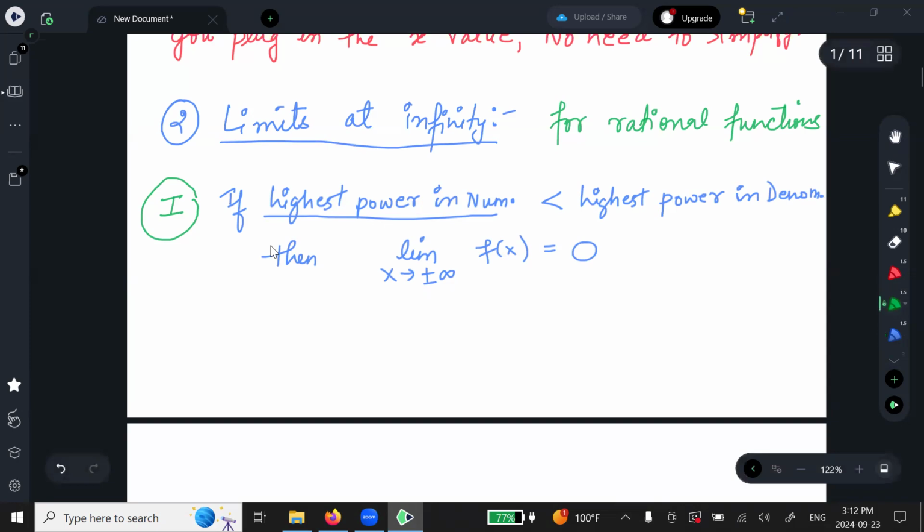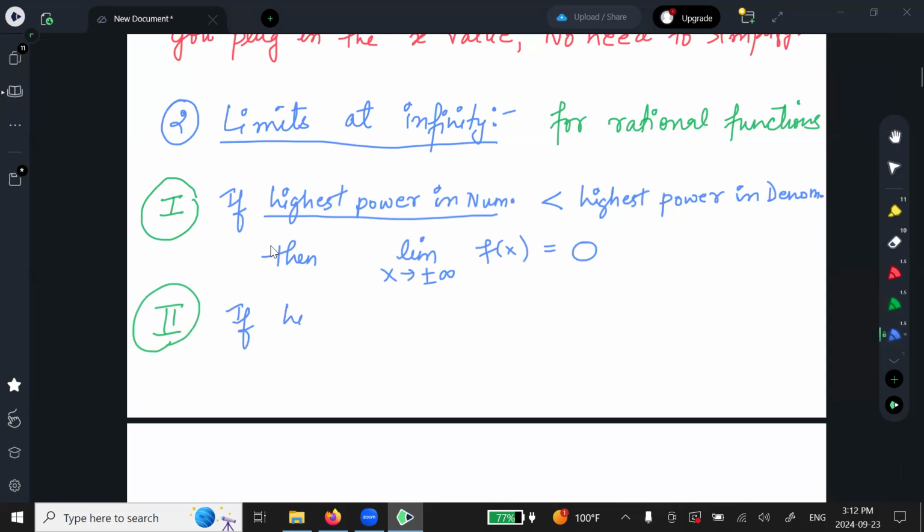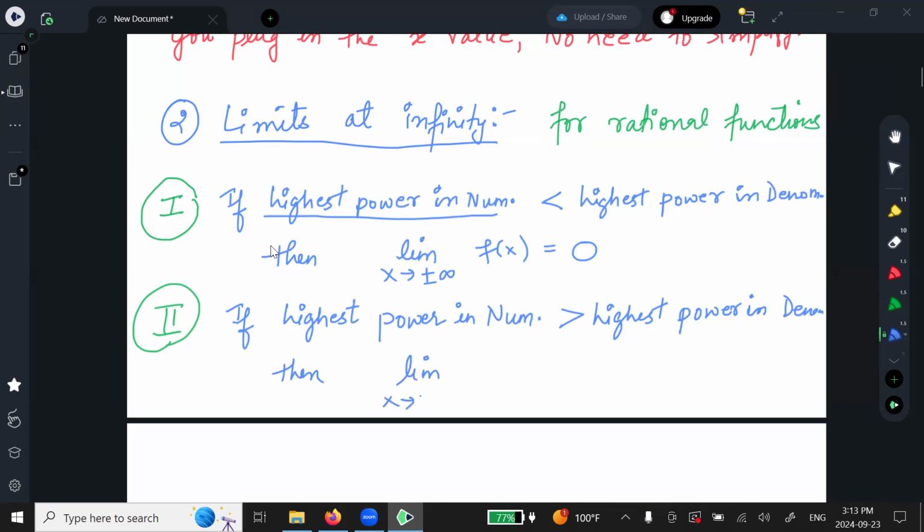Second question, if you can take a picture of this, you don't have to write this all down. I'll be posting these notes anyways. If the highest power in the numerator is strictly more than the highest power in the denominator, then no matter what is the question, the limit will be DNE.